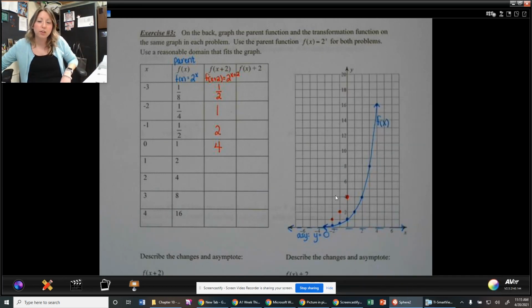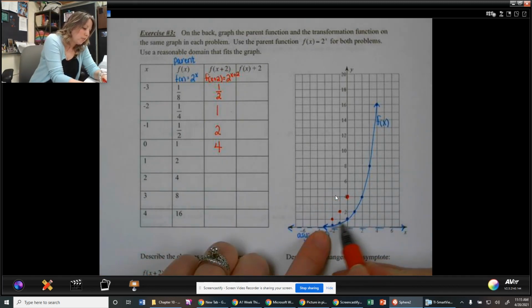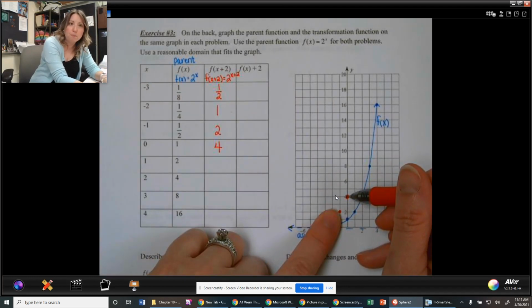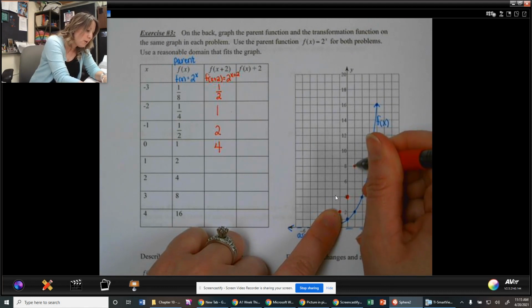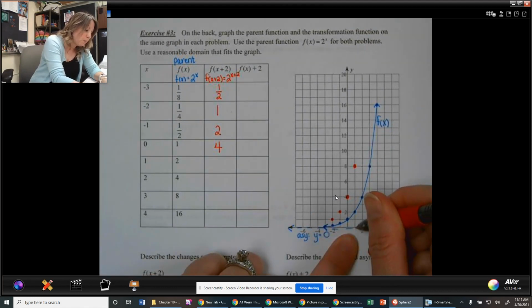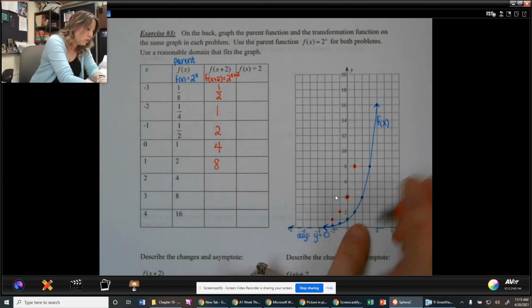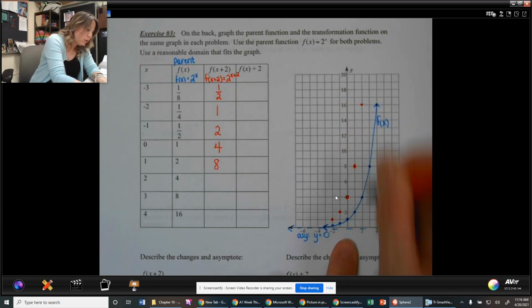See those? We moved left 2. Move from this, left 2. Left 2. Left 2. So really, I could figure these y values out by just taking the original function and moving it left 2. So now I know that the matching y value for a 1 is an 8. Now I can do, okay, this was (4, 16). We need to move it left 2. Now it's (2, 16).